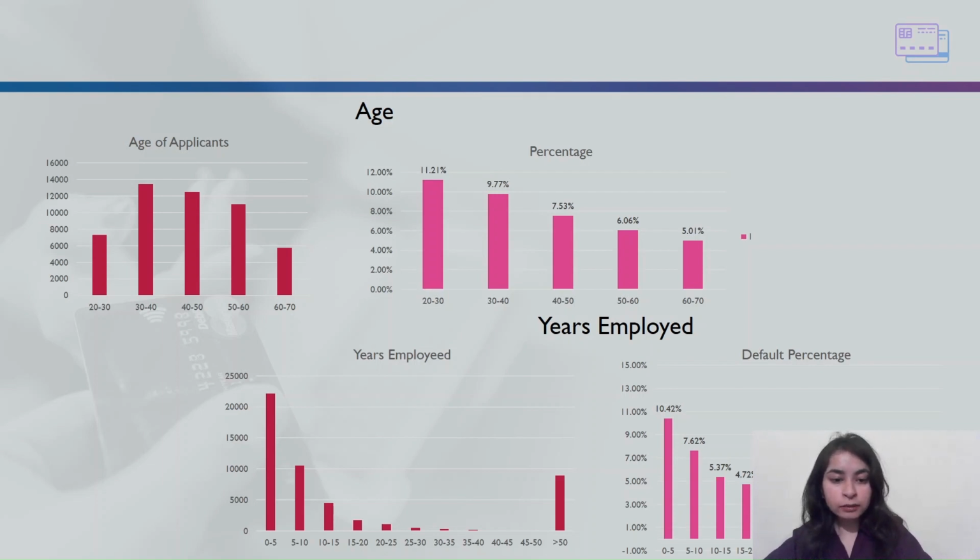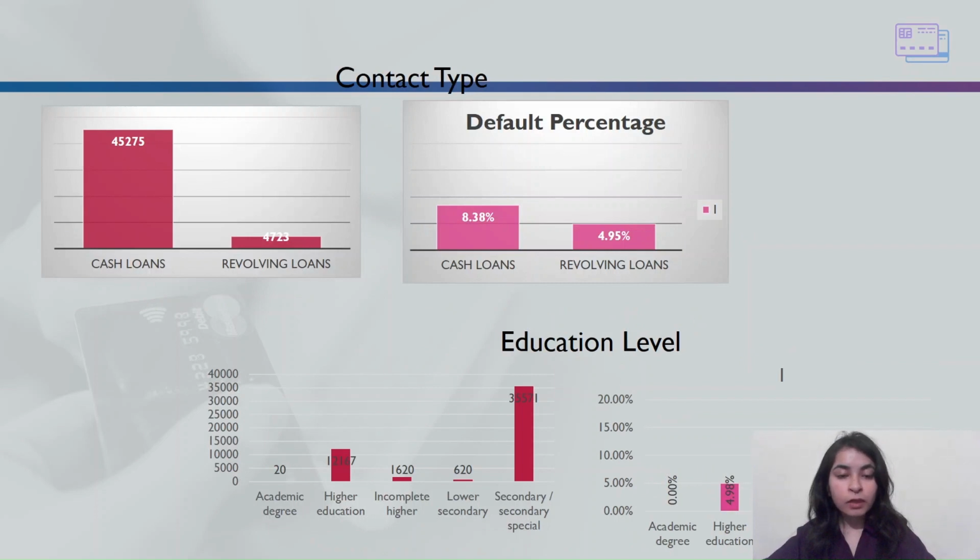As for employment, we can see that the majority of applicants are young, so their experience in employment is also very low, and the defaulting rate is also very high in people who have less experience in employment.